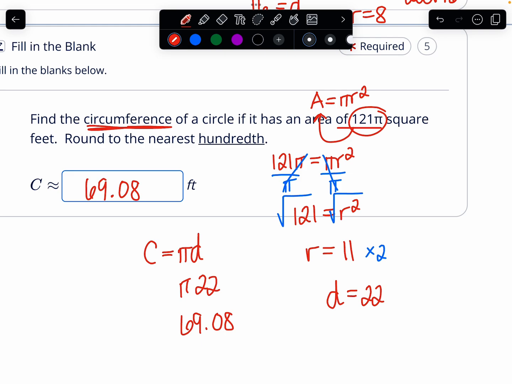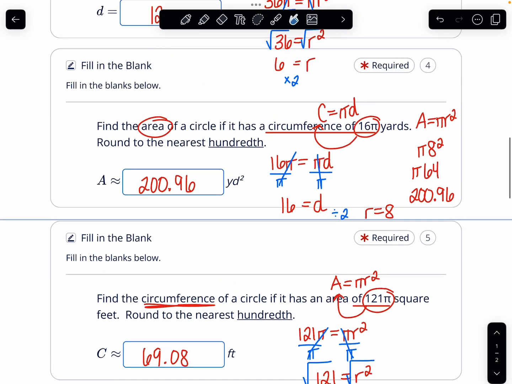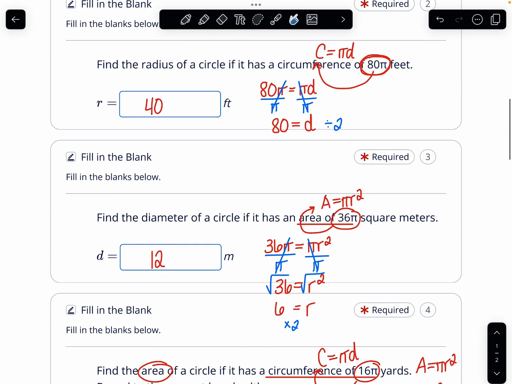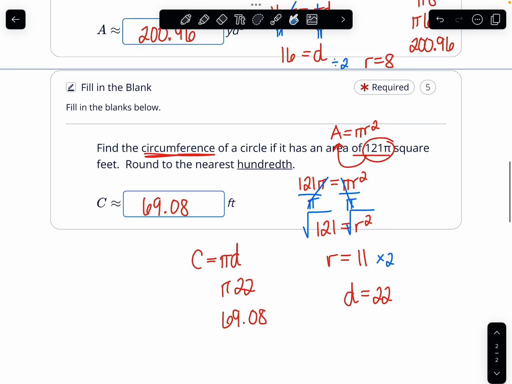So all four of these problems are similar to the ones that you have in your circle review homework. So refer back to this video if you need to, as many times as you need to, to help you solve these problems.